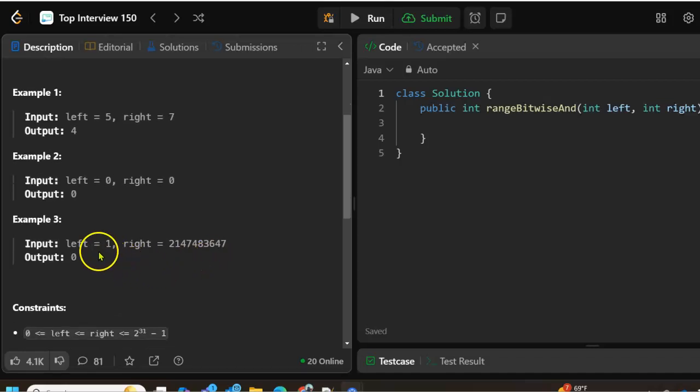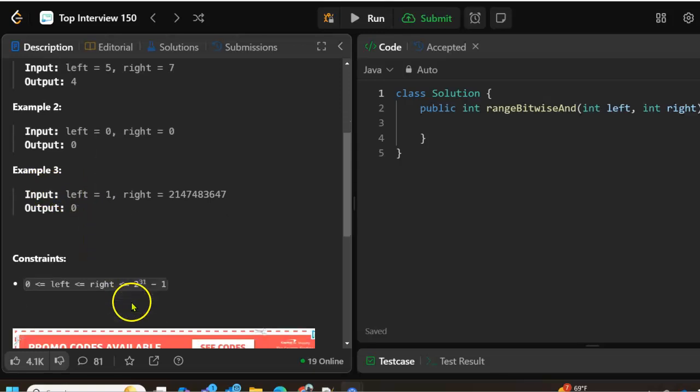But here's why it's medium, because the numbers can go up to 2 to the 31st minus 1, which I think is this number right here. It's 2 billion something. We can't do 2 billion AND operations in a reasonable amount of time.